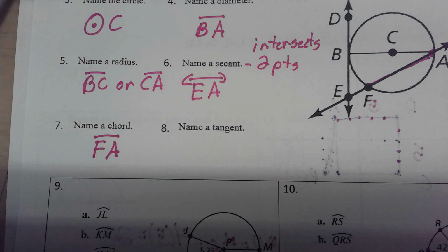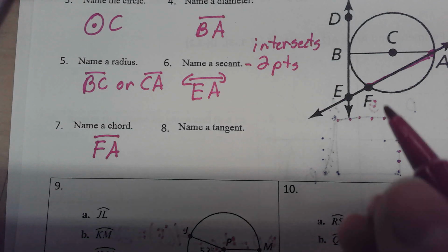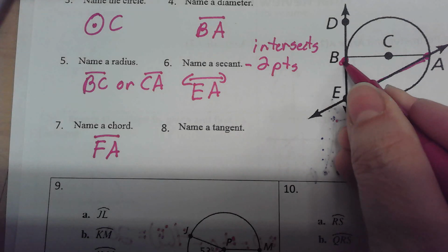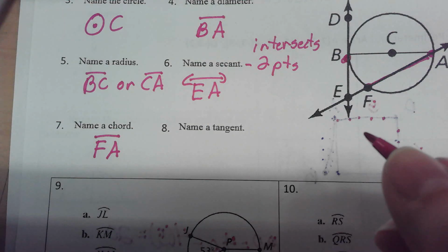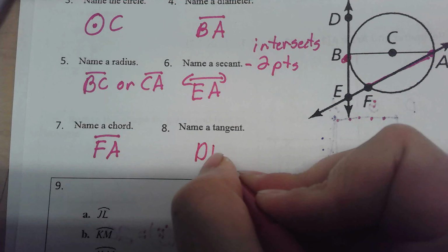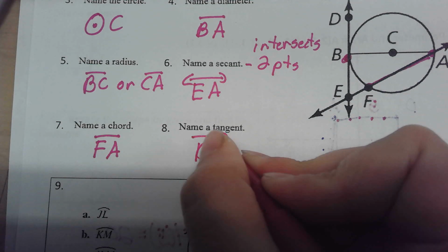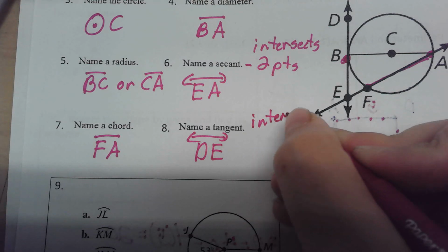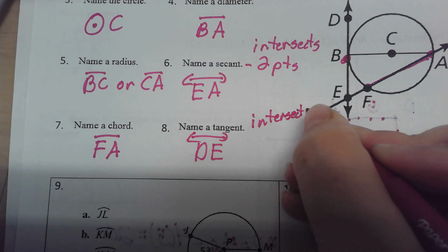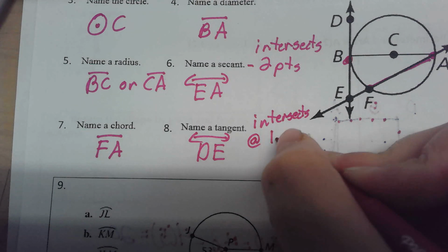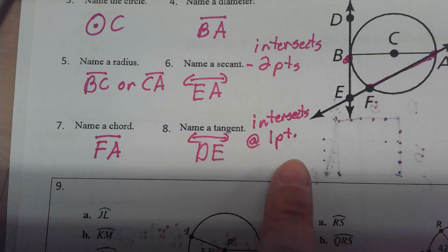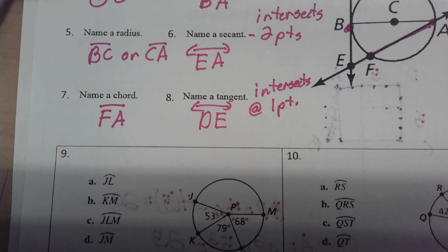And then now, which one is it? Tangent. So it intersects at 1 point, right? Okay. So that's going to be DE. So it intersects the circle at 1 point, right? So if they're landing on the moon, they want to make sure they have a tangent. They at least intersect, land on the moon.